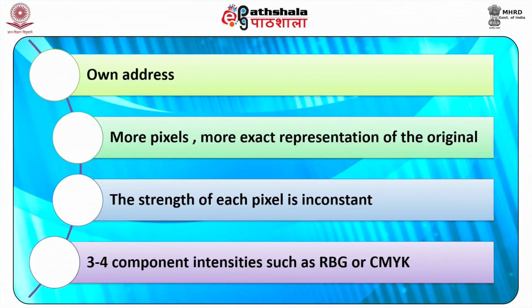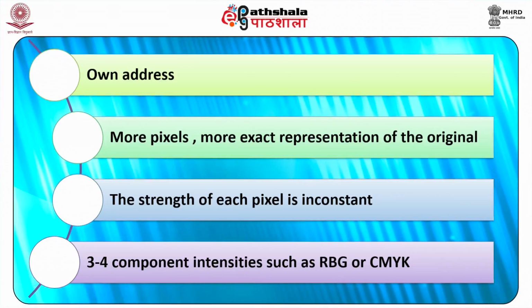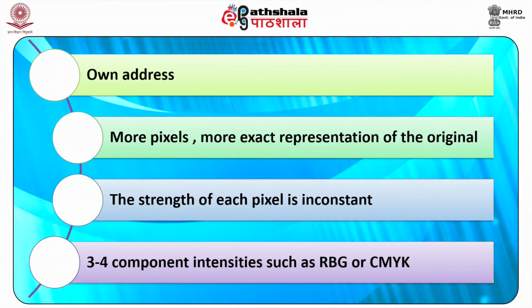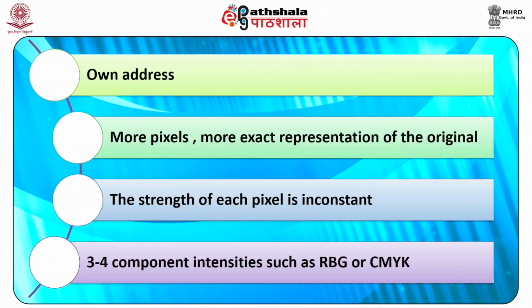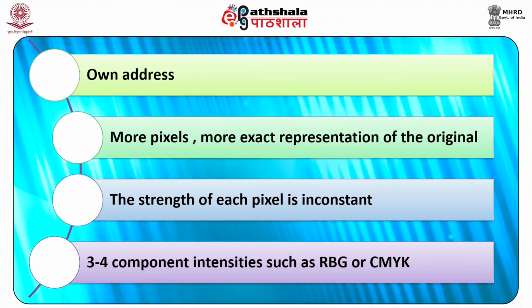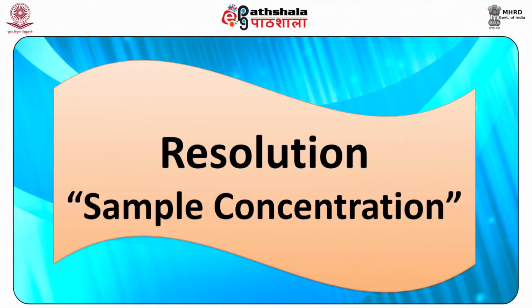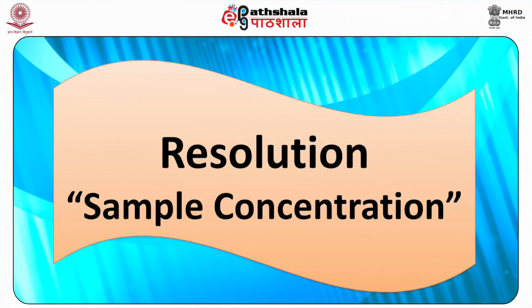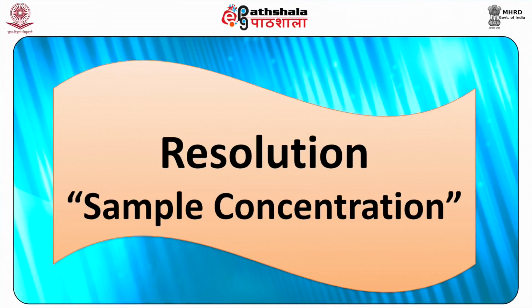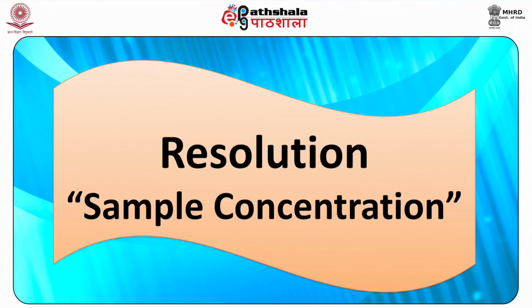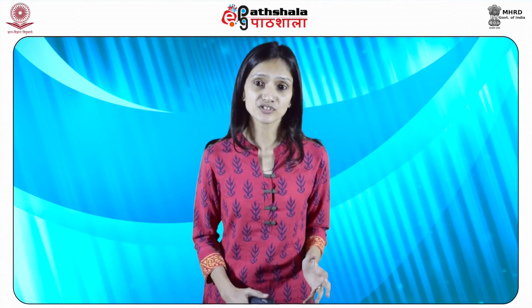The intensity of each pixel is variable. In color image systems, a color is typically represented by three or four component intensities such as RGB or CMYK. Resolution. Resolution is a measure of sample density. The resolution of bitmap images gives a relationship between pixel dimensions and physical measurements. The most commonly used measurement is PPI, that is, pixels per inch.